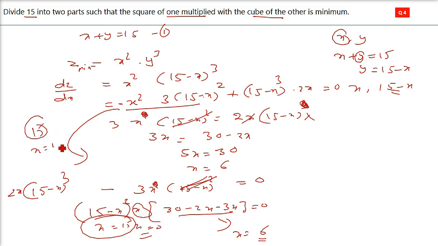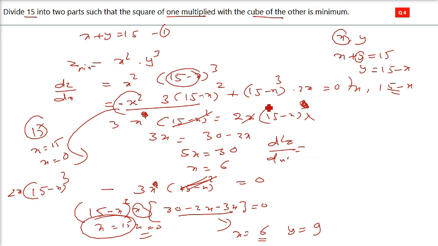You have to divide 15 into such that it has to be two parts. So 6, 9, or say 5, 10, like this. So two parts that will give you the expression, and that expression has to be minimum. So now we got 6 and 9. I hope you got all the explanation which I gave. 0 and 15 cannot be taken. X equals 6 can be taken, and y is equal to 9, because x is 6, so y will definitely be 15 minus 6. That will give you 9.